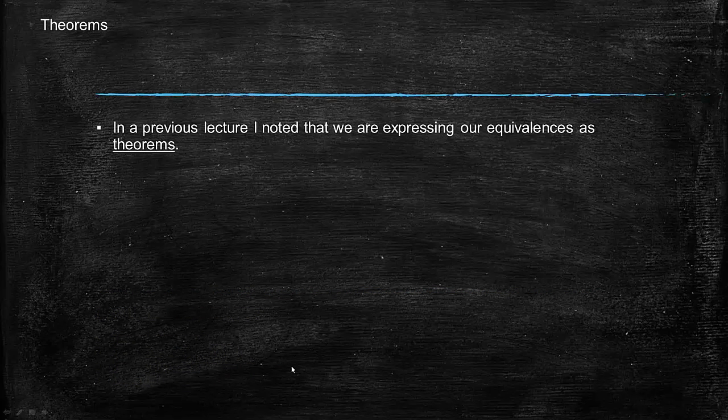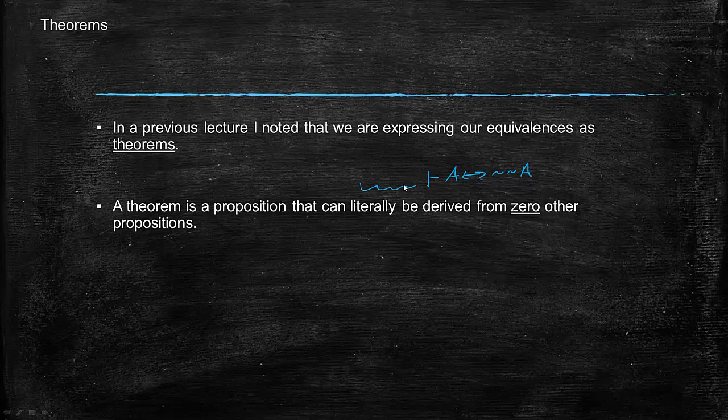So in a previous lecture, I said that we are expressing our equivalences as theorems. For example, our simplest equivalence, double negation, which tells us that A if and only if not not A, we express like this with the turnstile on the left-hand side, and no propositions over here. And so what this is literally telling us is that A if and only if not not A can be derived. It literally follows from zero other propositions.